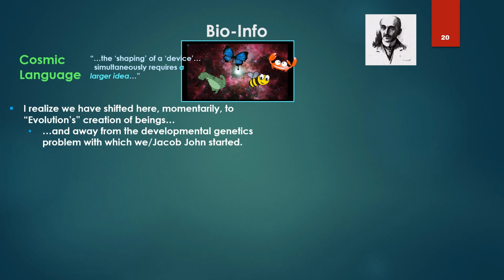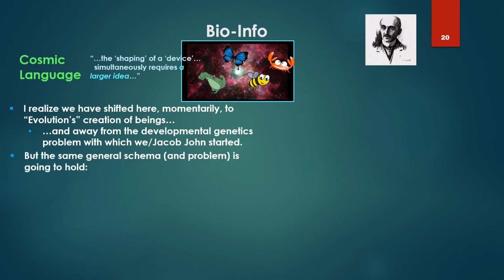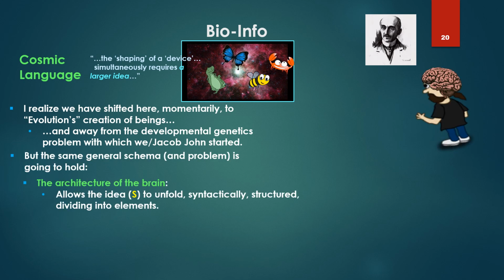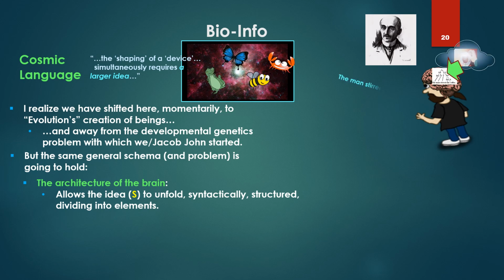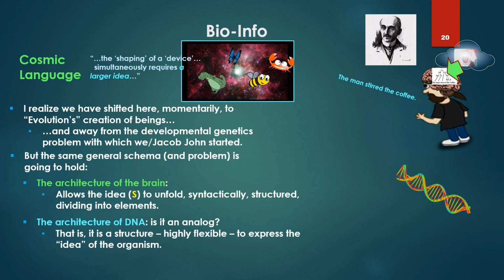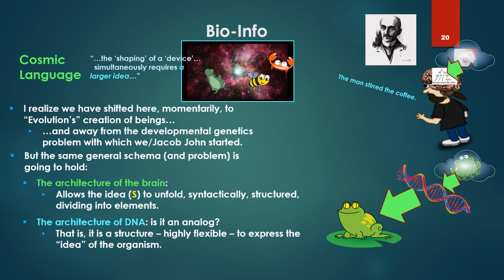I realize we have shifted here momentarily to evolution's creation of beings and away from the developmental genetics problem with which we and Jacob Johns started. But the same general schema and problem is going to hold. The architecture of the brain allows the idea, S, to unfold, syntactically structured, divided into elements, the words. The architecture of DNA, one can ask, is it an analog? That is, it is a structure, highly flexible, to express the idea, all that involves of the organism.